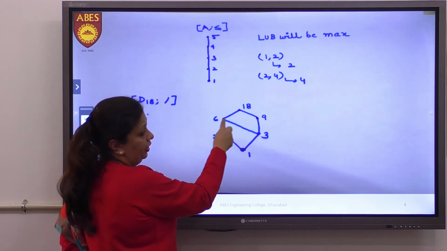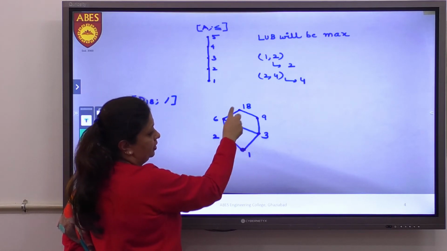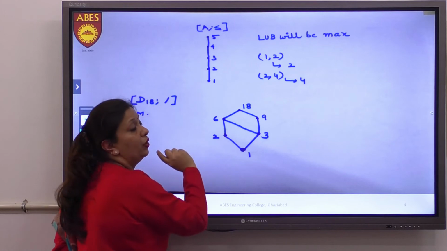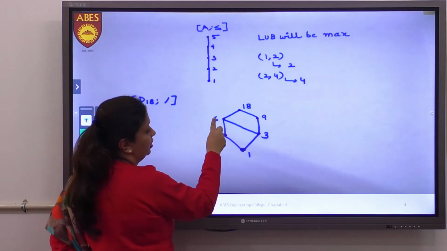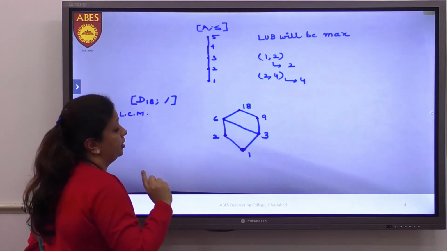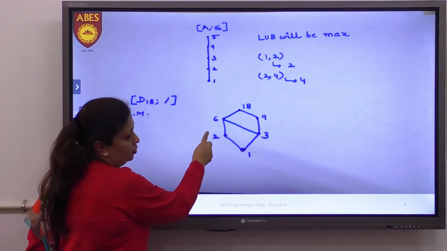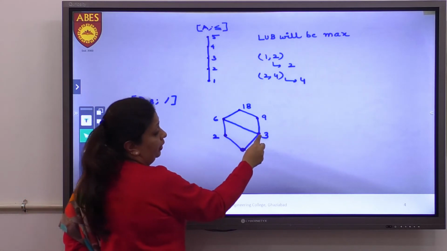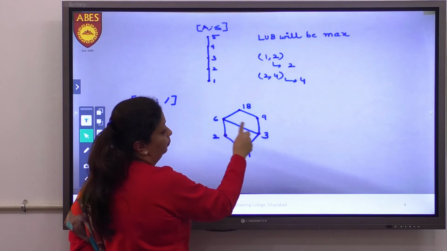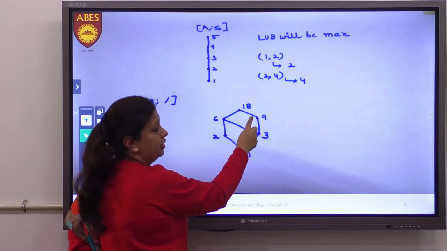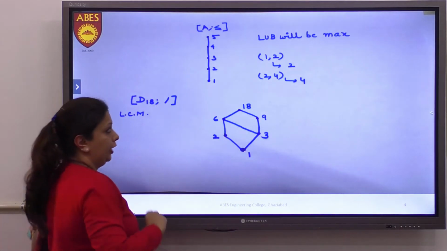Here we again have a D. This is C, and if we take 18 as D, so again C is your least upper bound. So for 2 and 3 the least upper bound is going to be 6. For 1 and 2 least upper bound is going to be 2. For 1 and 3 least upper bound is going to be 3. For 6 and 9 least upper bound is going to be 18.